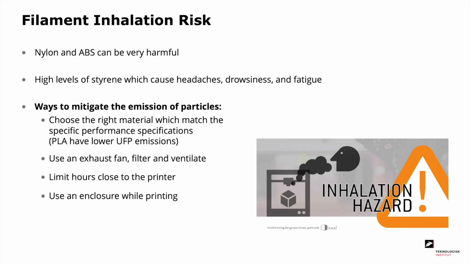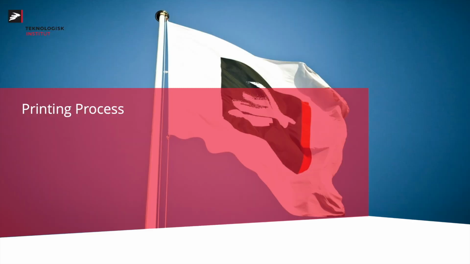You have to make sure to choose the right material for the part you're printing. Make sure to use an exhaust fan, a filter, or to ventilate, open a window or something like that. Also, you should limit the time you spend close to the printer, and it is recommended to use an enclosure while printing.